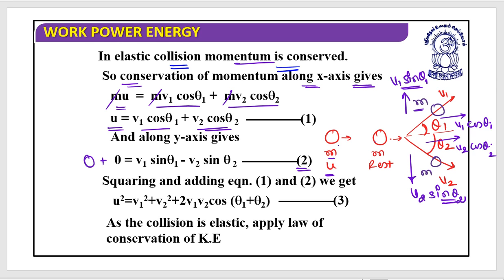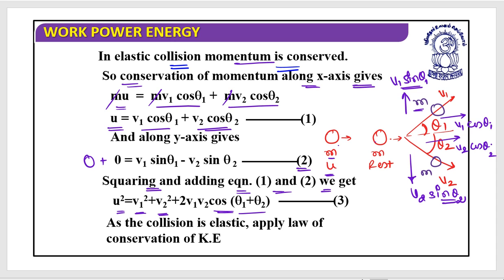Now what we are supposed to do is square and add equation 1 and equation 2, because we are going to derive something. Let's have a look. Then it could be written as u square is equal to v1 square plus v2 square plus 2 v1 v2 into cos of theta 1 plus theta 2.